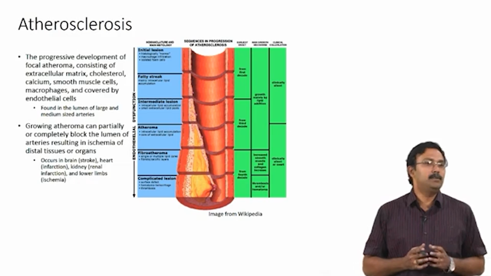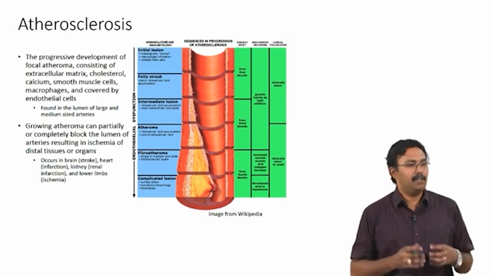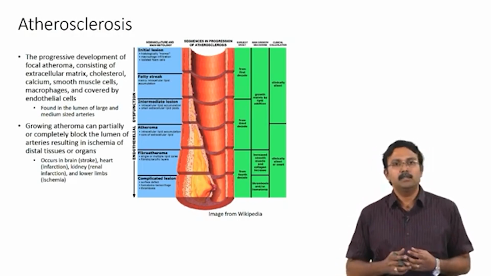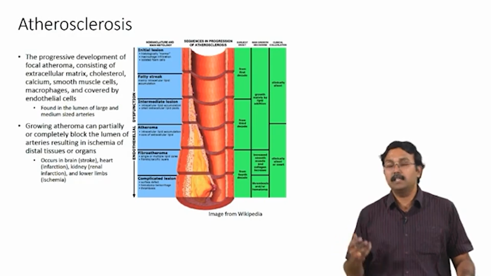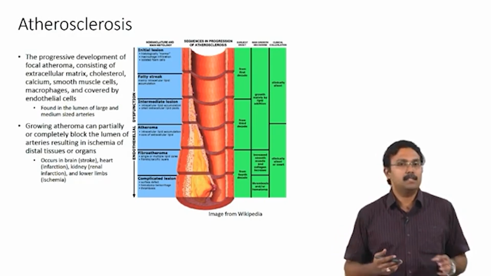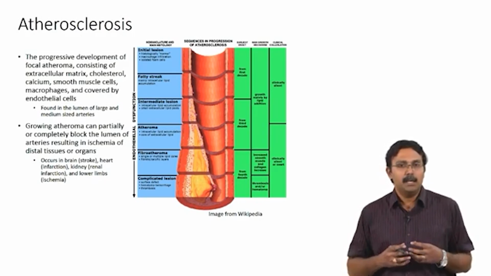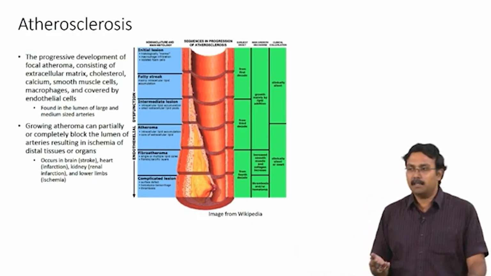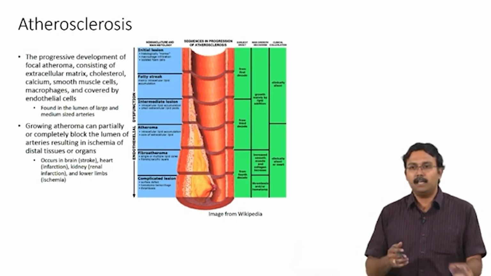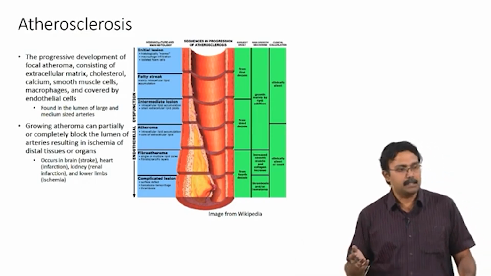So, why do we need to look at vascular tissue engineering? Atherosclerosis is actually a very common disease condition. It is a progressive development of atheroma, which consists of ECM, cholesterol, calcium, smooth muscle cells, macrophages, and it is covered by endothelial cells. So, this is a plaque which gets deposited, and it is found in the lumen of the large and medium sized arteries. So, this will basically create a block which prevents blood flow. Which can cause serious complications, right.